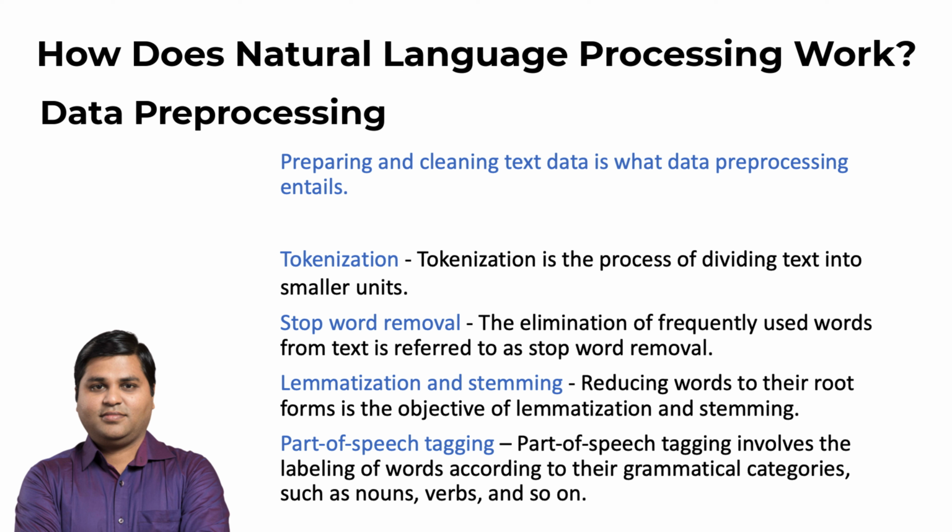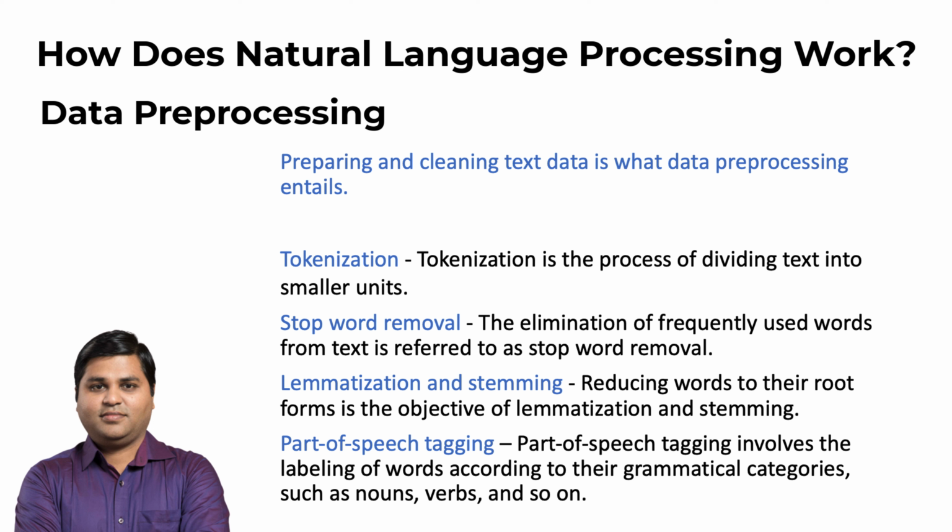For example, imagine you're trying to teach a computer how to read a book. You wouldn't want to give it the whole book at once because that would be too overwhelming. Instead, you might break it down into smaller sections like chapters or paragraphs. That's kind of what tokenization does. It breaks down the text into smaller, more manageable pieces.